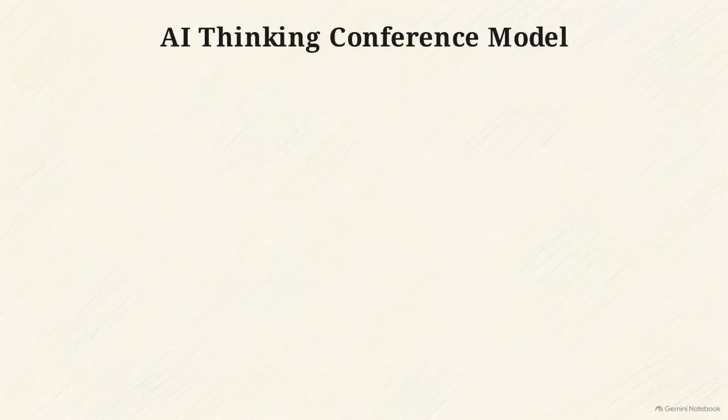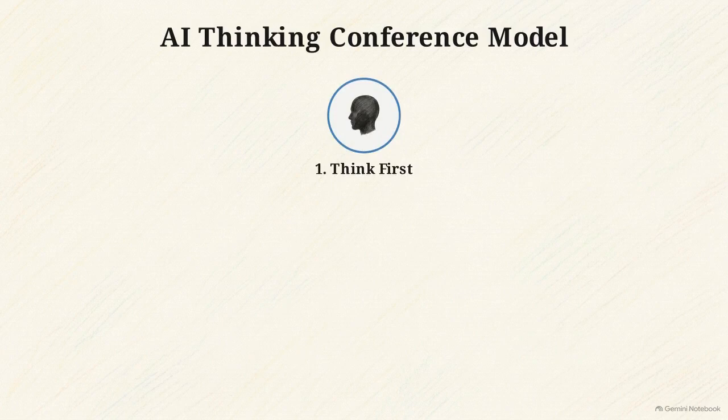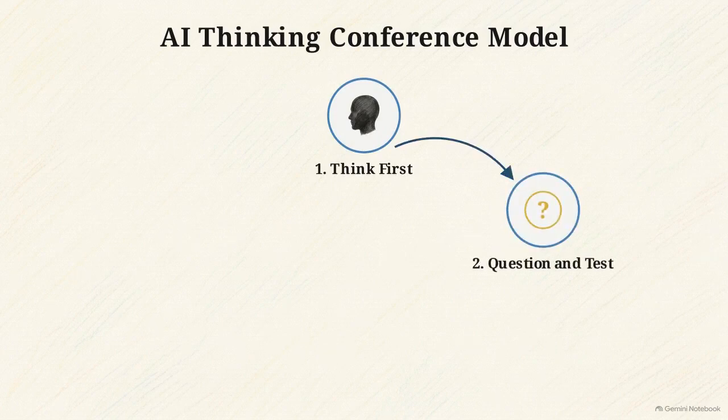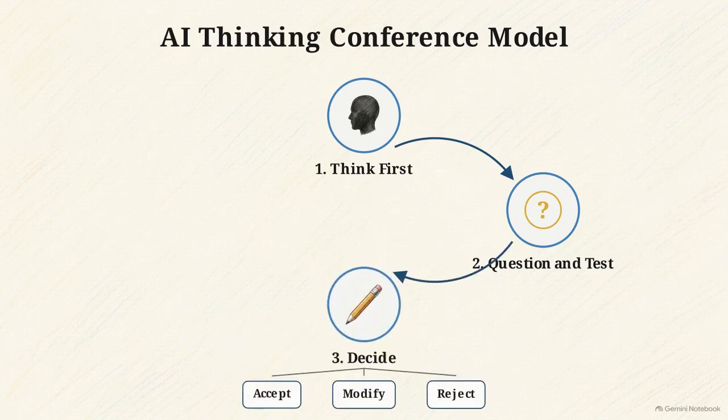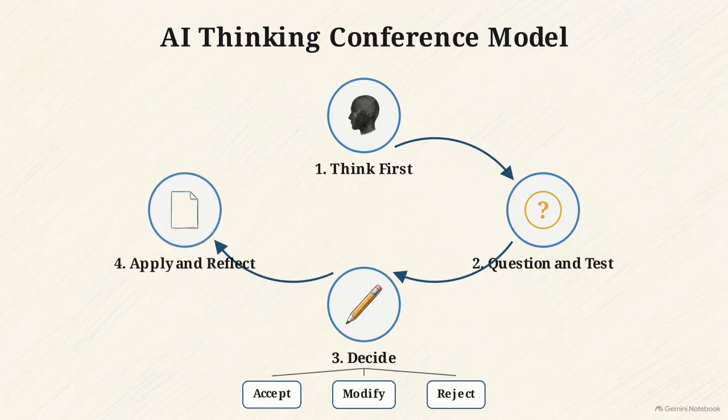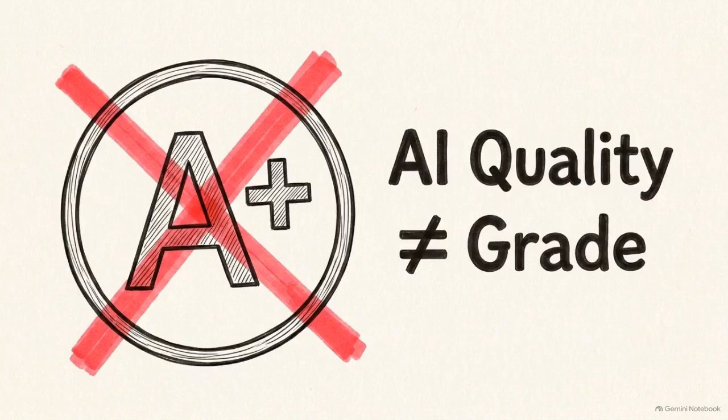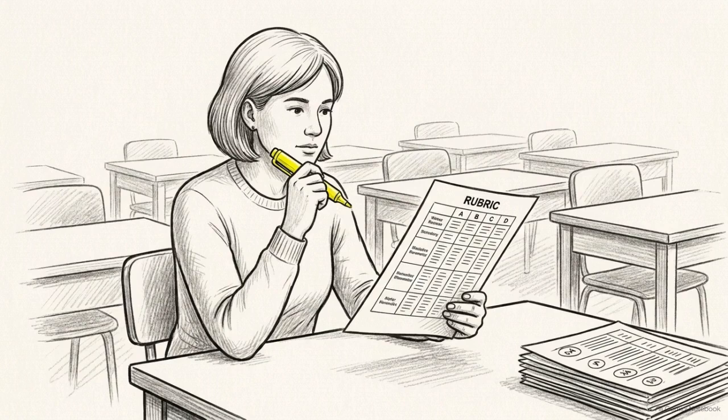This flowchart outlines the AI thinking conference model. First, the learner establishes their baseline thinking. Second, they use follow-up questions to test the AI's output. Third, they decide what to accept, modify, or reject. Finally, they apply these decisions and reflect on their evolving understanding. The quality of the AI's generation has zero bearing on the student's grade. The assessment evaluates the quality of the student's questioning and their capacity to evaluate the information presented to them.